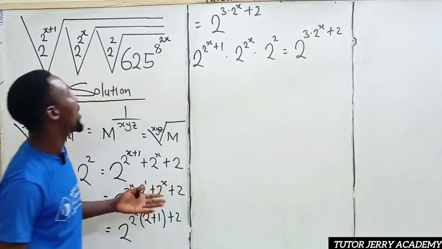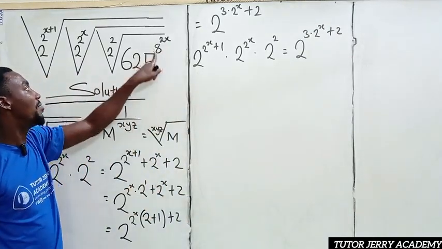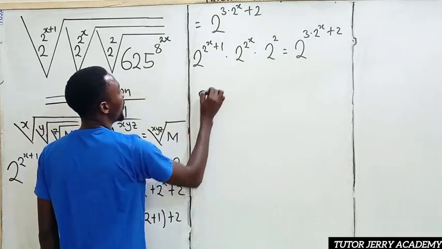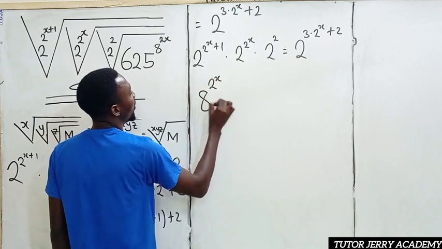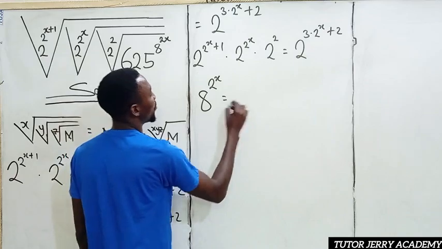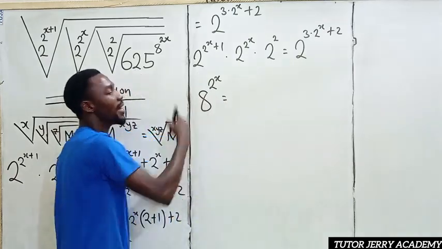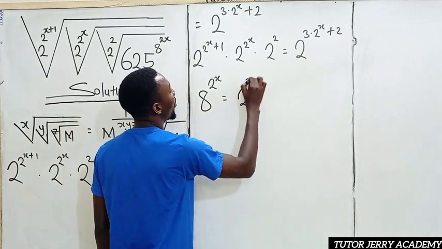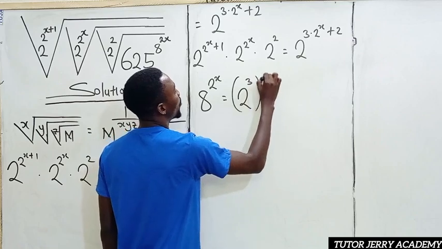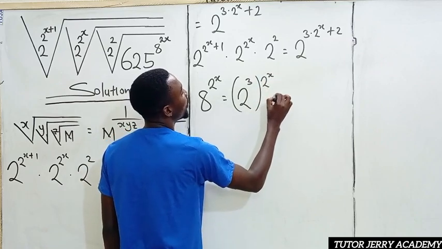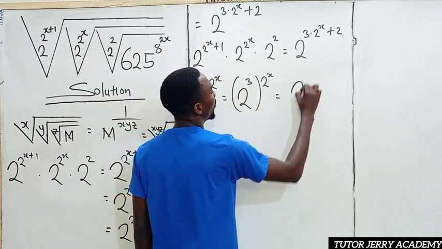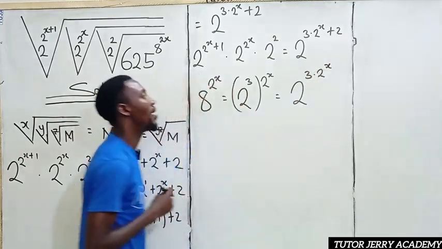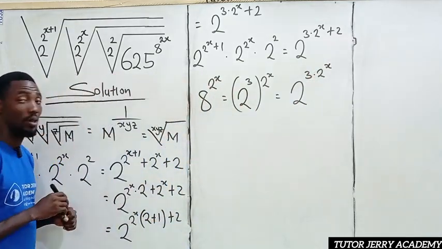Now again, before we proceed, let's further simplify this. Here we have 8 to the power of 2s. We can further write this as, 8 can be written as 2 to the power of 3, so we are going to have 2 to the power of 3 into 2 to the power of 2s. So this can be written as 2 to the power of 3 multiplied by 2s.